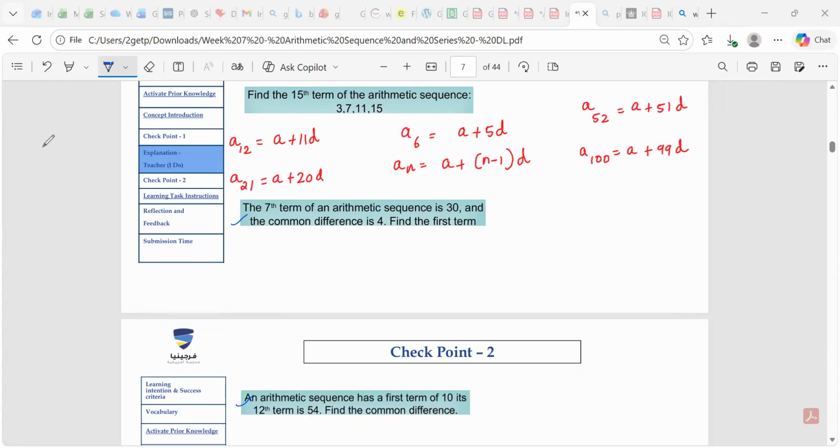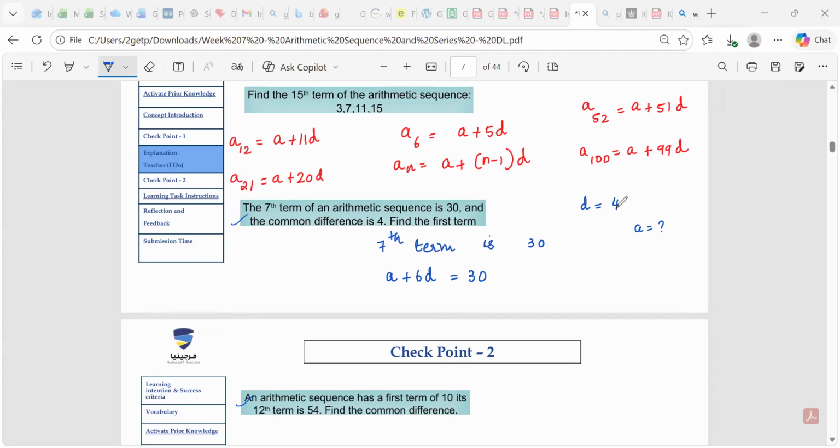So I'm going to solve this question here. The seventh term of an arithmetic sequence is given as 30. The common difference d is 4, and we need to find out the first term a. So in this case, as I said, seventh term means it is a plus 6d. Seventh term is a plus 6d, since 7 minus 1 is 6. It's given that the seventh term is 30. So a plus 6d is 30.